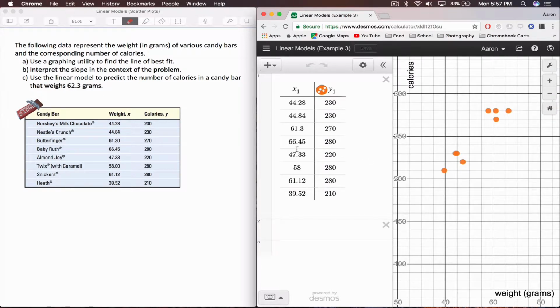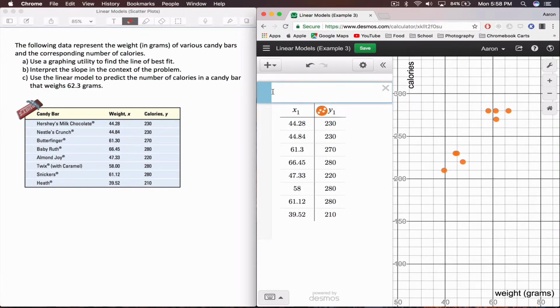So now I've input my data. Here are my X values. These are the weights of our candy bars, and then the Y values here are the calories for each specific candy bar. And we can see that it kind of gives us just two clusters of data. A cluster down here and a cluster down here, and there's a lot missing in the middle. But we can still use this data to write an equation for a line of best fit.